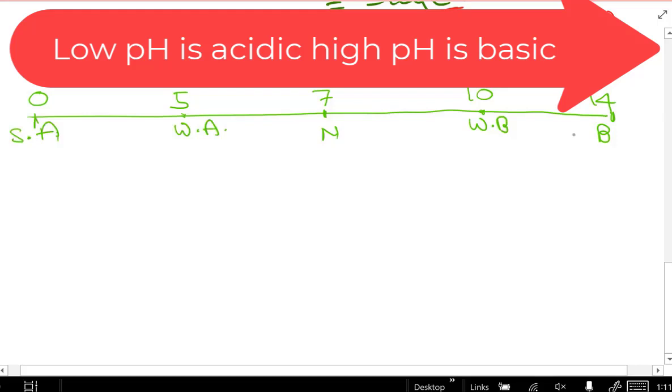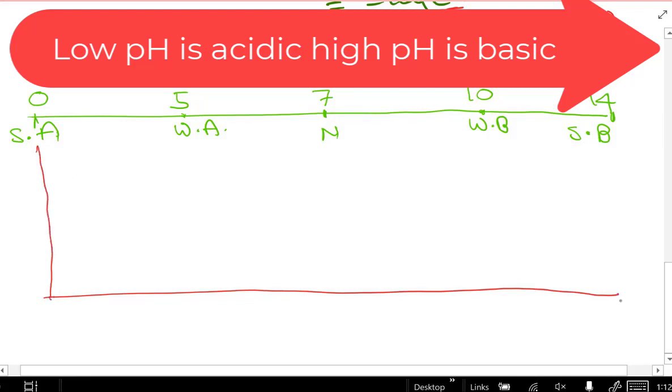So 0 is strong acids and 14 is strong bases. So strong acid, weak acid, neutral, weak base, and strong base. That's the scale from low to high. So we're going to decide this one using pH. It's also simply we say power of hydrogens.